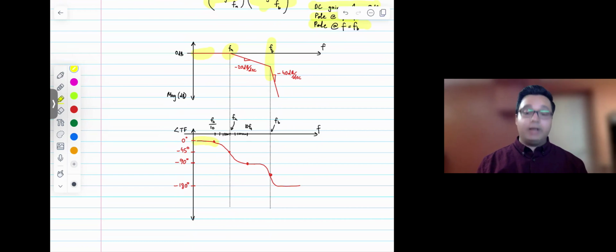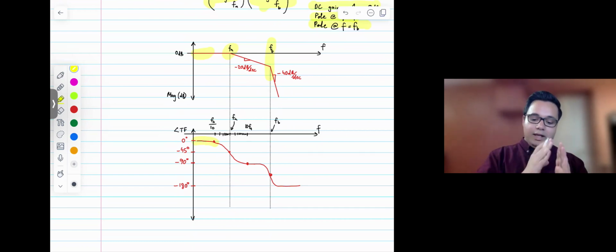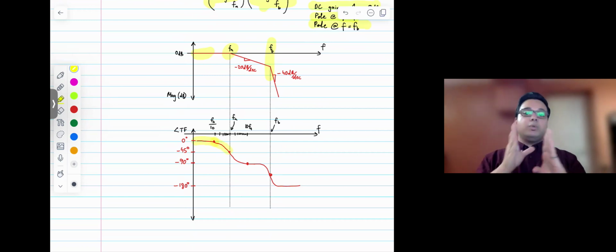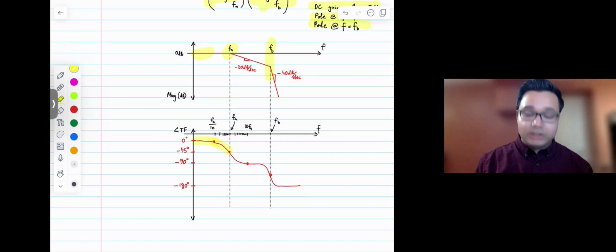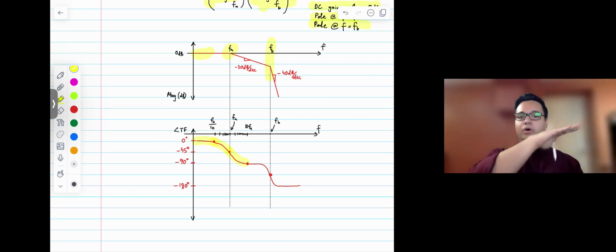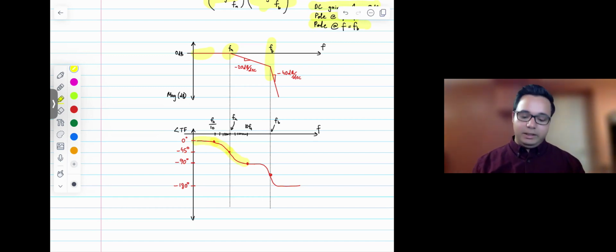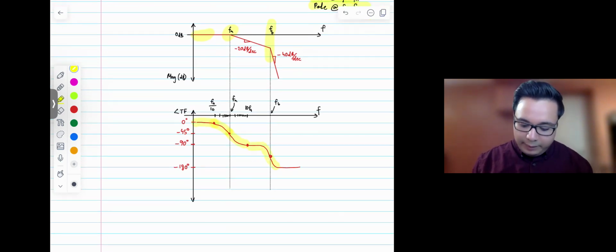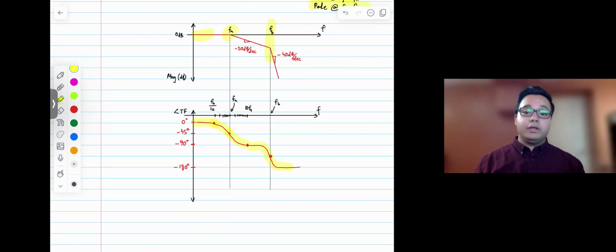You start from 0, and then 1 decade before FA, which is FA over 10, the phase starts dropping. At FA, which is the pole frequency, you would be at minus 45. Then the phase will keep dropping until 1 decade after the pole frequency, which is 10 FA, and that's when you hit minus 90. So you have gone from 0 to minus 90 because of the first pole, which is FA. And then a similar thing for FB: the phase will drop another 90 degrees because of FB. So pretty straightforward, right?